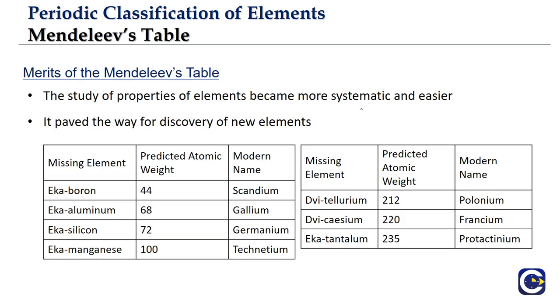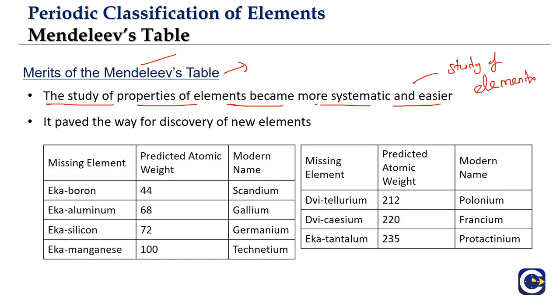And talking about the merits of the Mendeleev table. As we said, the most important merit of the Mendeleev attempt is that it provided an opportunity for the scientific community to have a systematic, structured and easy study of the elements. So the study of elements has become easy. While we will see that there are drawbacks with the table, it gave an idea that we could have a systematic arrangement of the elements where the elements belonging to a particular group would have similar properties. So this is one of the merits of the Mendeleev table.